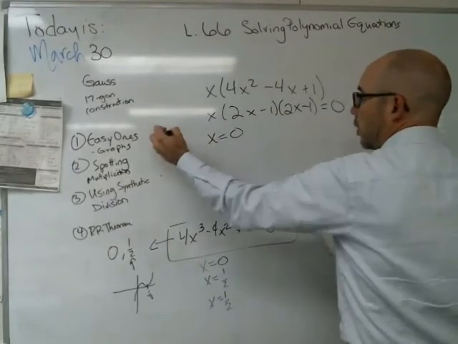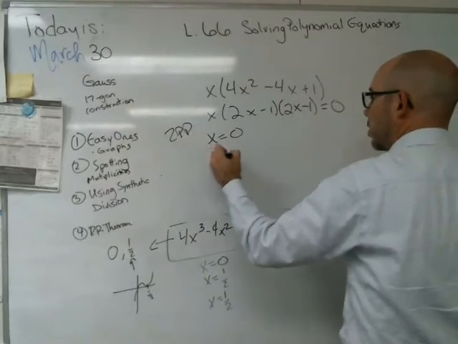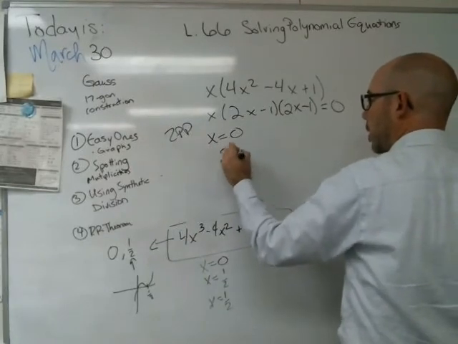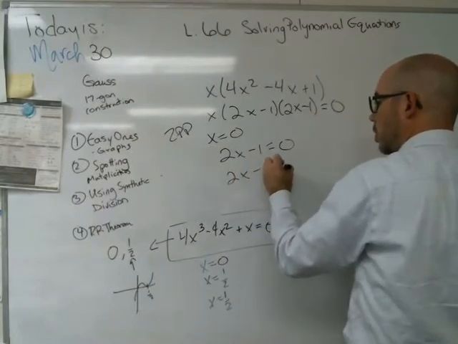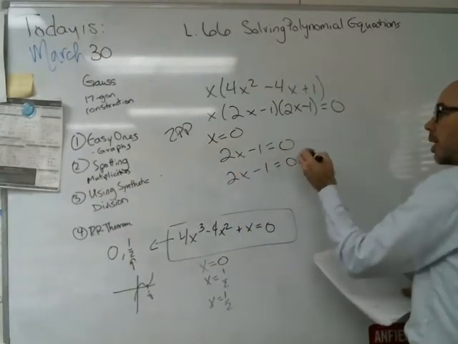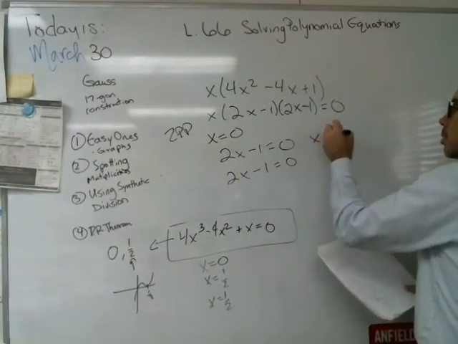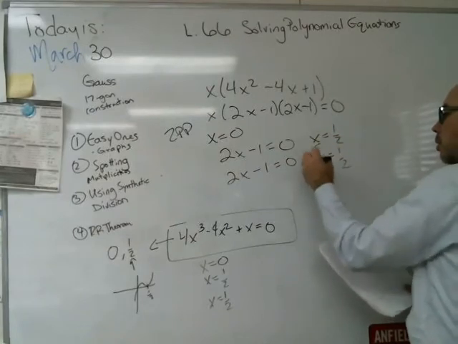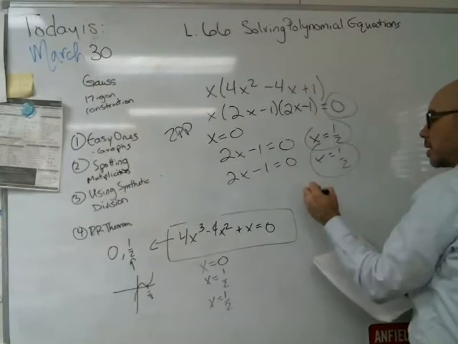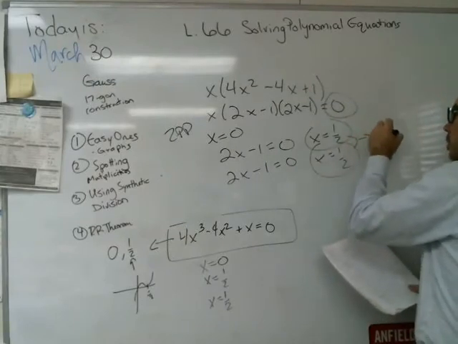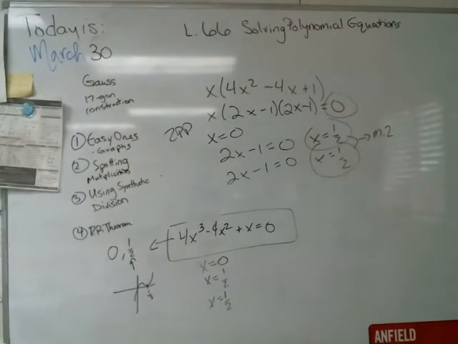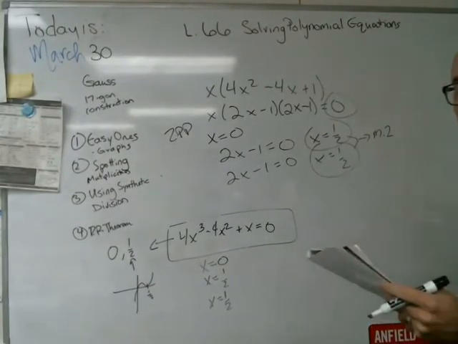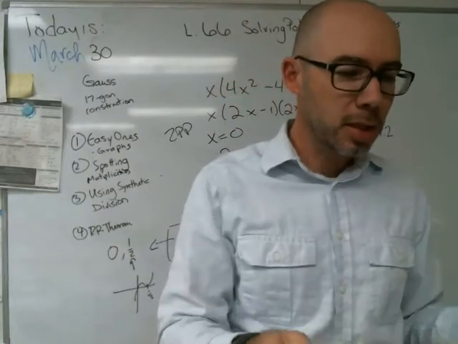So, zero product property says that x is 0, or 2x minus 1 is 0, or 2x minus 1 is 0. So solving for this, add 1 to both sides, divide by 2. There we get our answers. If you do it that way, you can see that this has a multiplicity of 2. It's the same answer twice. And then we get the answer 0 in there as well.